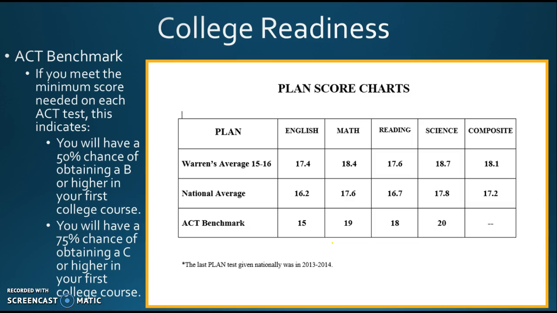Just for your information, Warren's average growth in scores from the sophomore Plan test to the junior year ACT is 2.8. For an estimated ACT score, simply add 2.8 to your current Plan composite score.